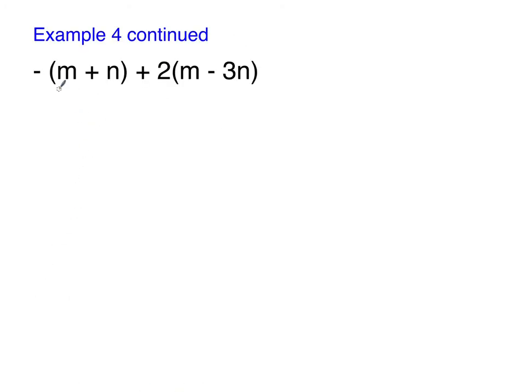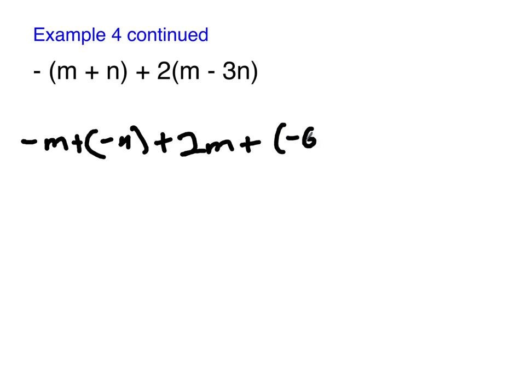Another example of this, so you still want to use the order of operations, so let's distribute this negative first, and you get negative m plus negative n plus 2m plus negative 6n. Okay, notice I'm still doing plus. You could write minus here, but for me it's easier if I write plus between each term.